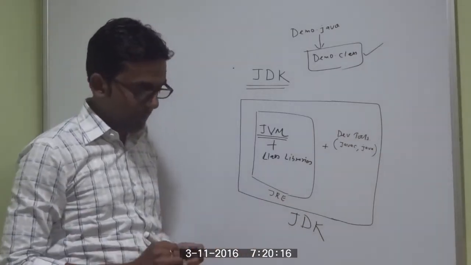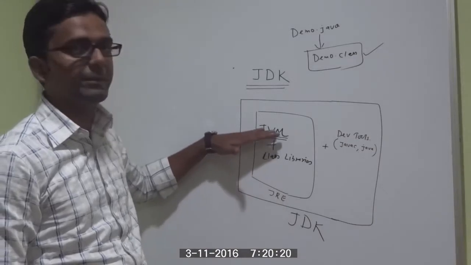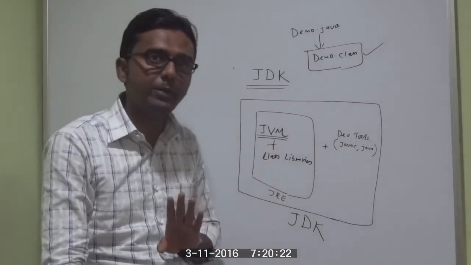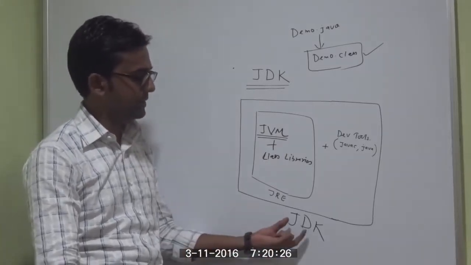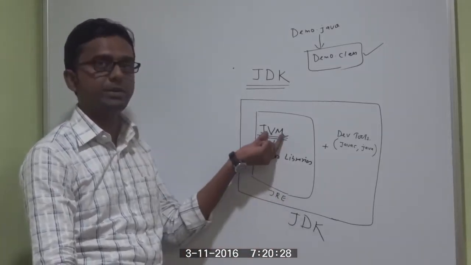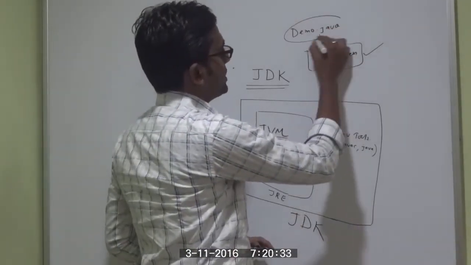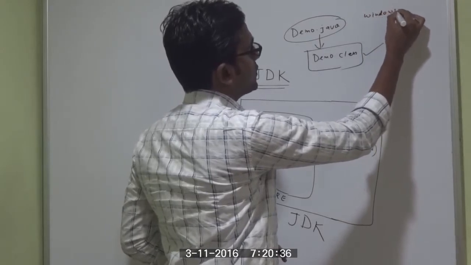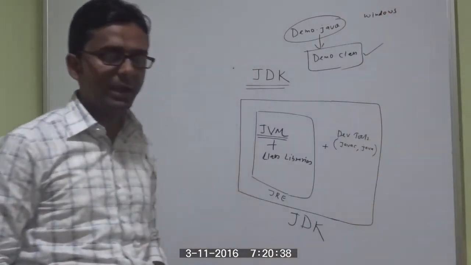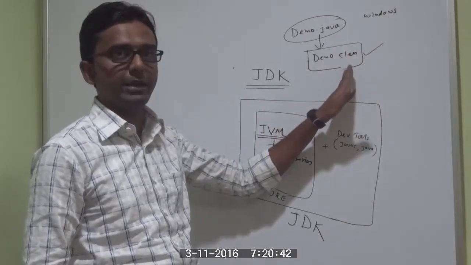Remember one thing here, this JDK or this JVM is platform dependent, means from OS to OS the JDK version or JVM version will change. Suppose I have written this demo.java program in the Windows operating system. After that I have compiled the program, and after compilation, the .class file has been created.